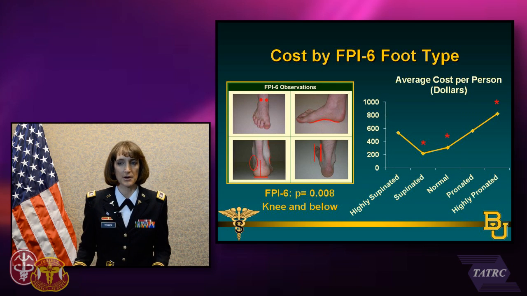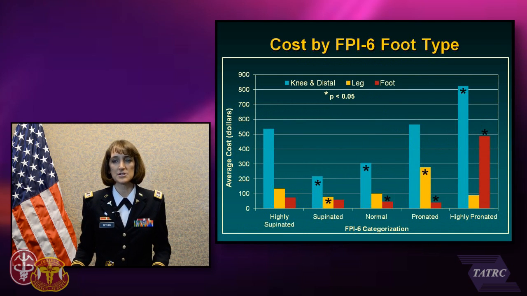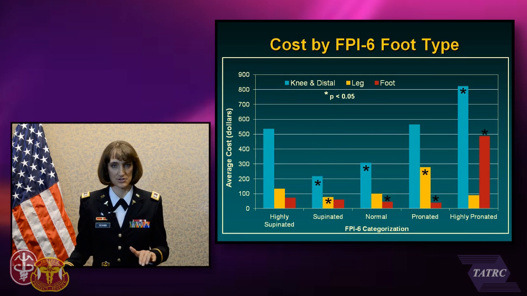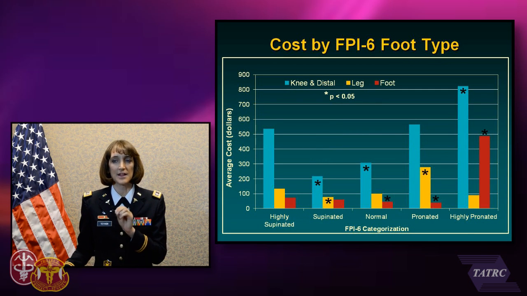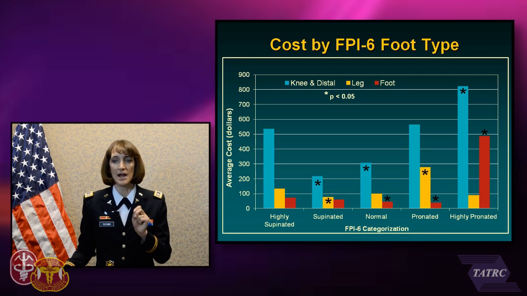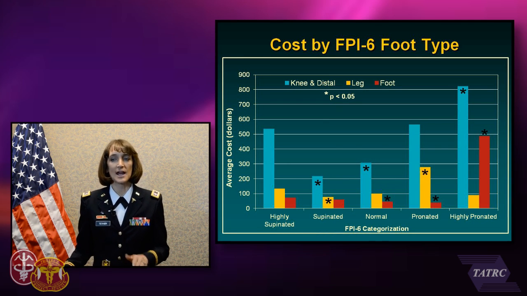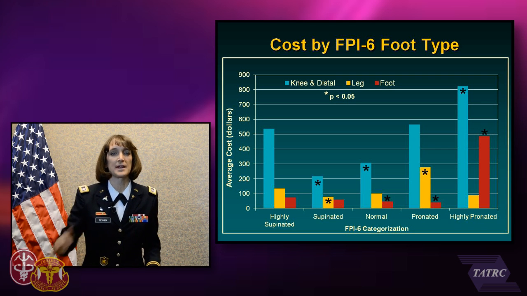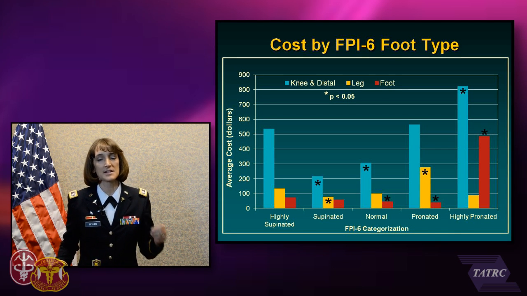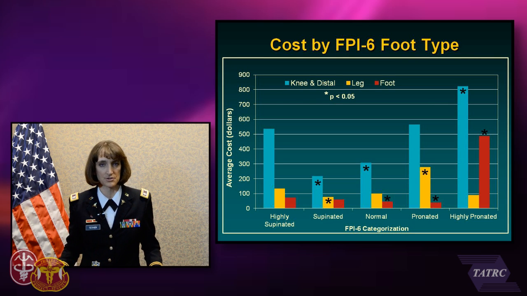If you look a little deeper, what you could find is that those with knee and distal injuries, if they were highly pronated, cost the system more, an average cost of $800 per subject, per injury, whereas those with a normal arched foot was $300 per injury per soldier, and those with a supinated foot was $200 per injury per soldier. If you look at this graph, you can see that it looks like highly supinated also were increased risk for injury, costing about $500 per injury per soldier. But the problem was that sample size was small enough that that finding was not statistically significant.